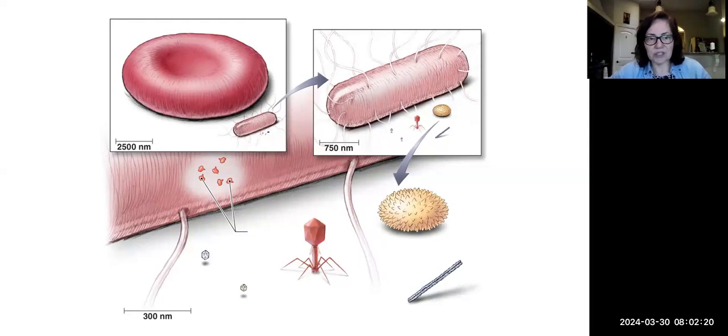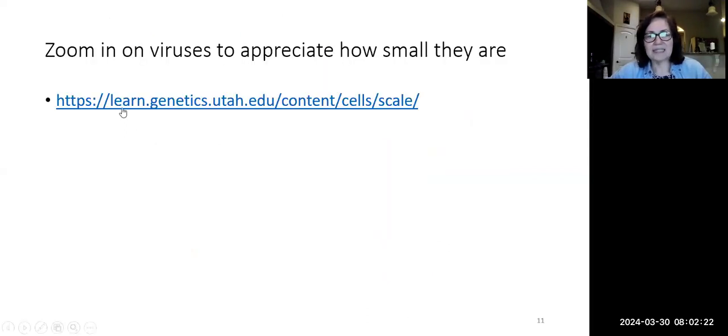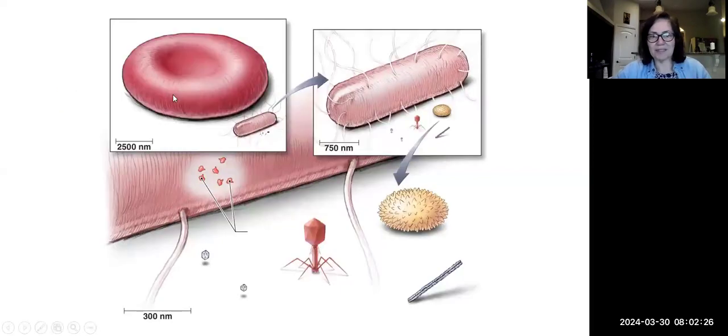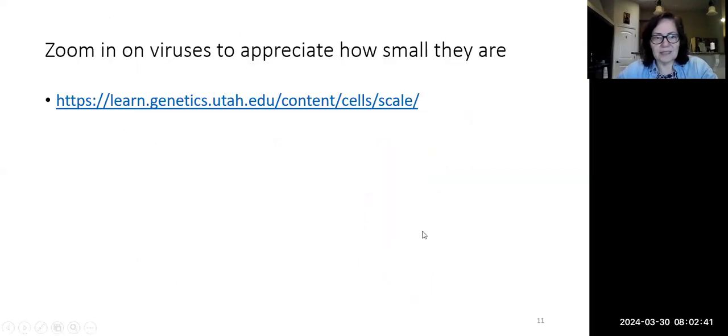I have a link to a website. This link, it has a diagram kind of like this. There's some 12-point font for comparison, and then a coffee bean and a sesame seed, and you zoom in further, and there's a slider bar. Anyway, if you want to go to that, it's linked in the PowerPoint. And you can see, you have to zoom really far in before you even start to detect viruses.